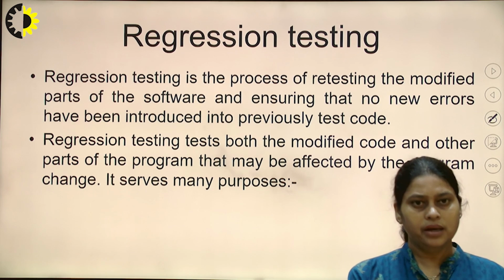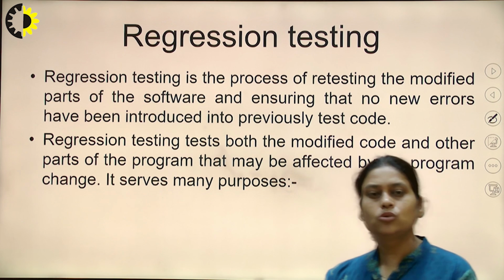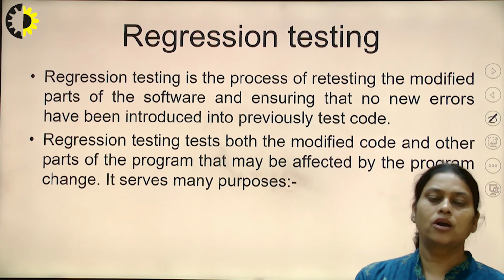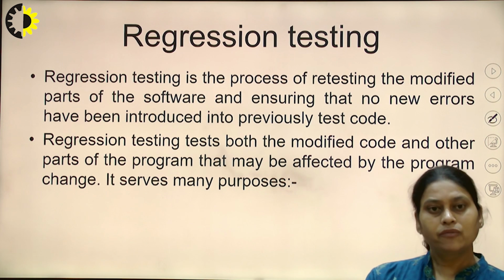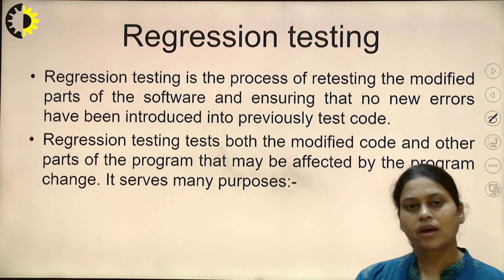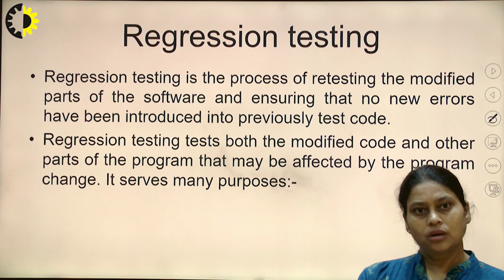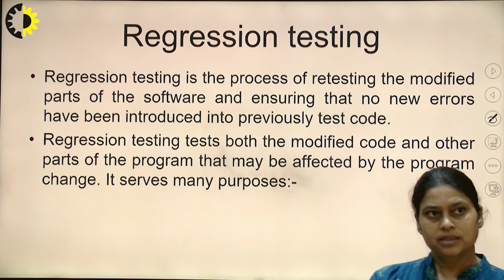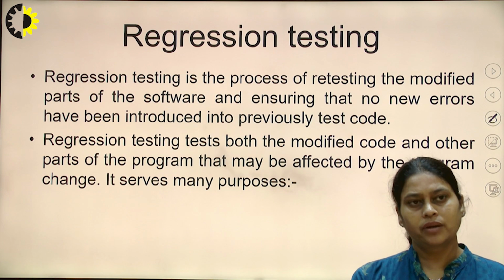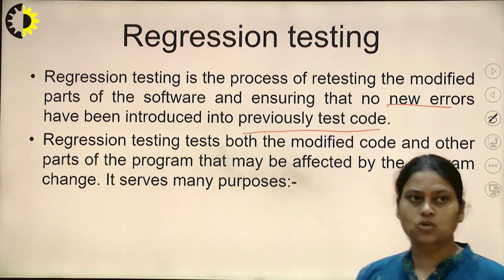Now we come to regression testing, which is a part of the maintenance phase. When we upgrade the software, or modify something, or add some functionality to the existing software, or if we want to port the software into a new environment, in all these cases there is a need for testing again. That's why we use regression testing. Regression testing is a process of testing the modified parts of the software, and it ensures that no errors have been introduced in the previous test cases.